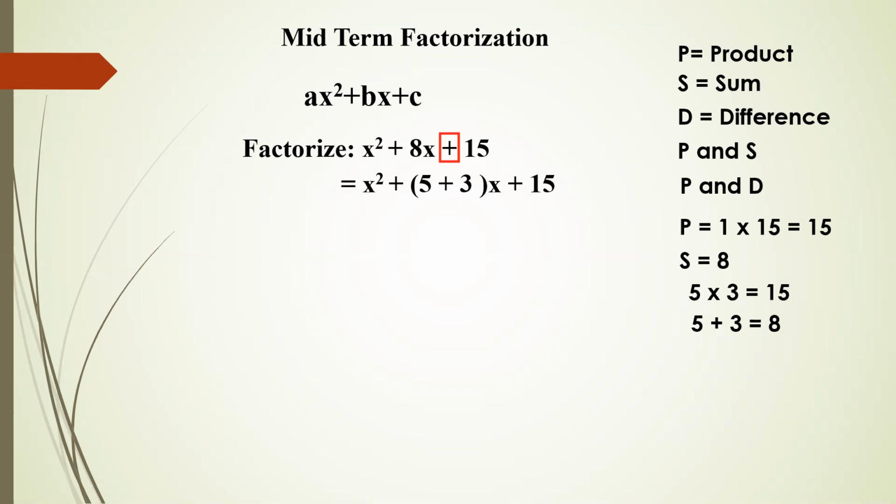Okay, now let's multiply the middle term. It is x squared plus 5x plus 3x plus 15. We have got the 4 terms now, right? So let's make a group here. First group, first and second term, third and fourth term. Let's make it 2 groups.